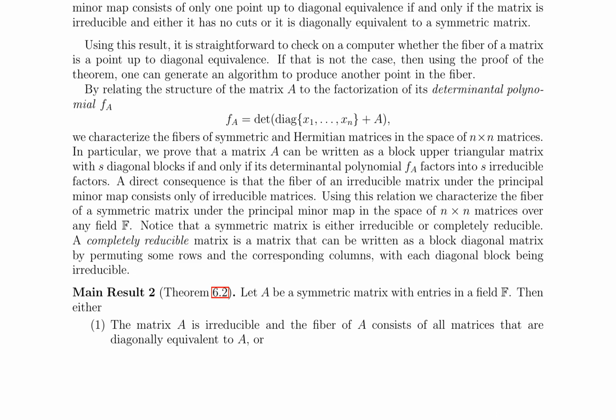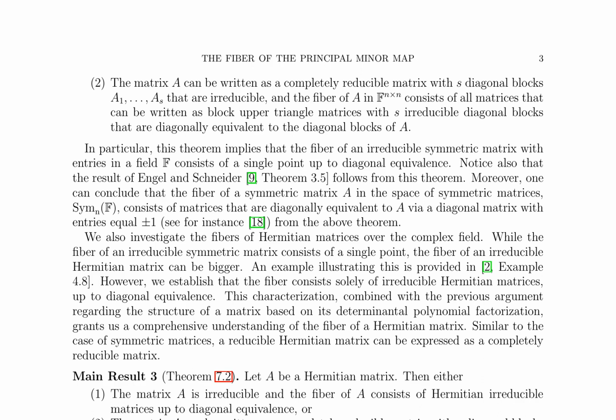Finally, the paper presents a second main result, Theorem 6.2, which states that for a symmetric matrix A with entries in a field F, either the matrix A is irreducible and the fiber of A consists of all matrices that are diagonally equivalent to A, or A is completely reducible. The paper delves into the fiber of the principal minor map, focusing on the properties of matrices under this map.